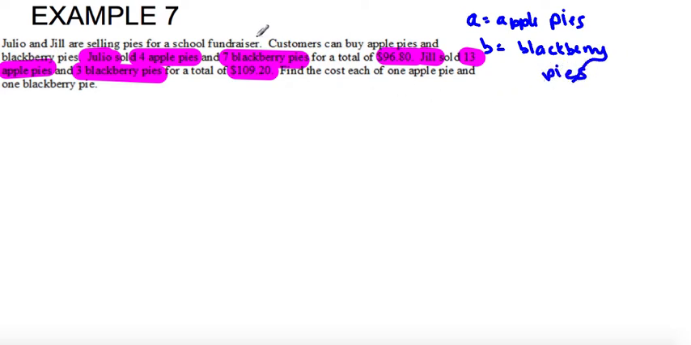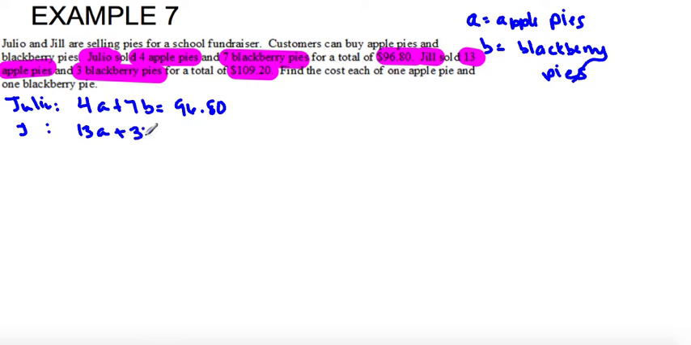Okay, so now we set up our equations. We know that Julio is going to have his own equation, and we know Jill is going to have her own equation. So Julio sold 4 apple pies, so 4A plus 7 blackberries, so 7B equals 96.80. And then we know that Jill sold 13 apple pies and 3 blackberry pies, so 13A plus 3B equals 109.20.